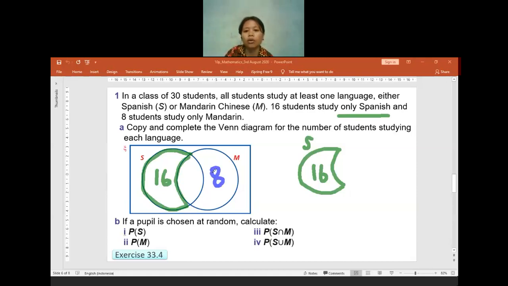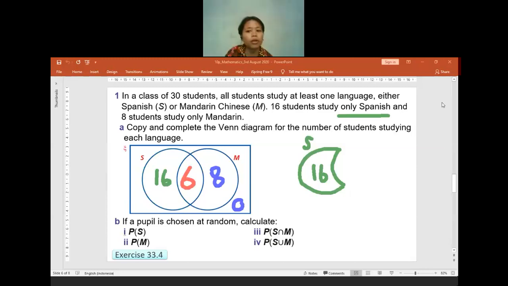Is there anyone who is confused? Okay. Is it possible that there is a student who doesn't study Spanish or Mandarin? No, right? So the outside will be 0. If 0, no need to write. So for the intersection part, how many students will there be in the intersection? 6.